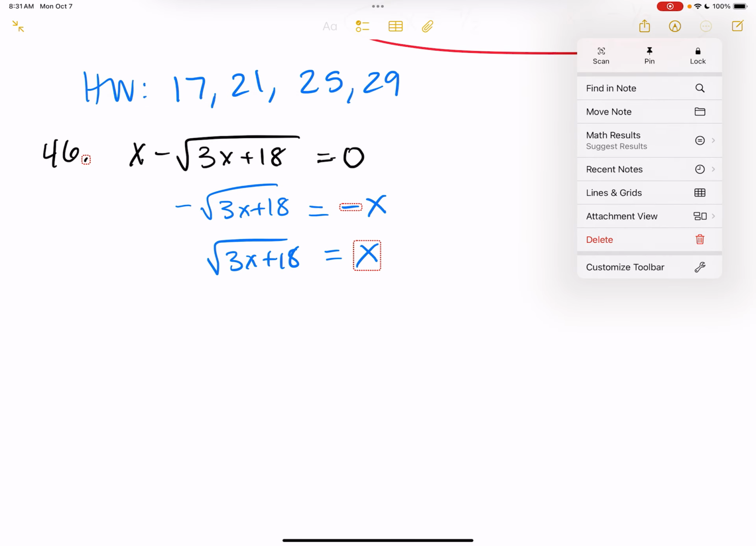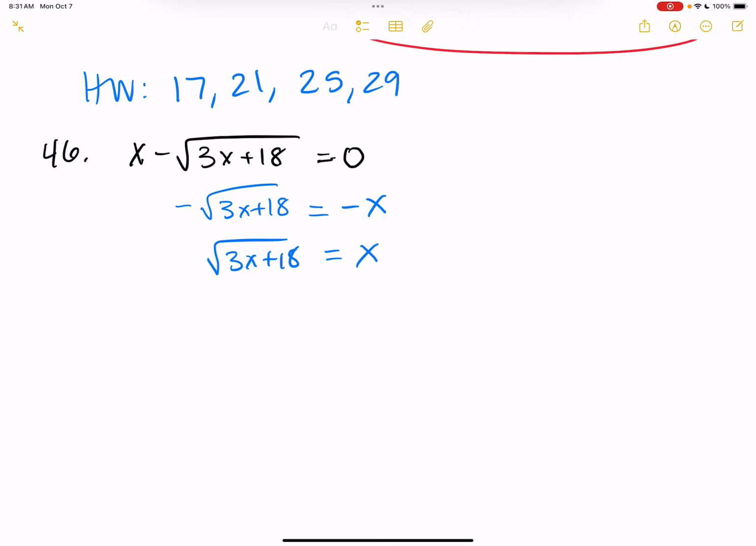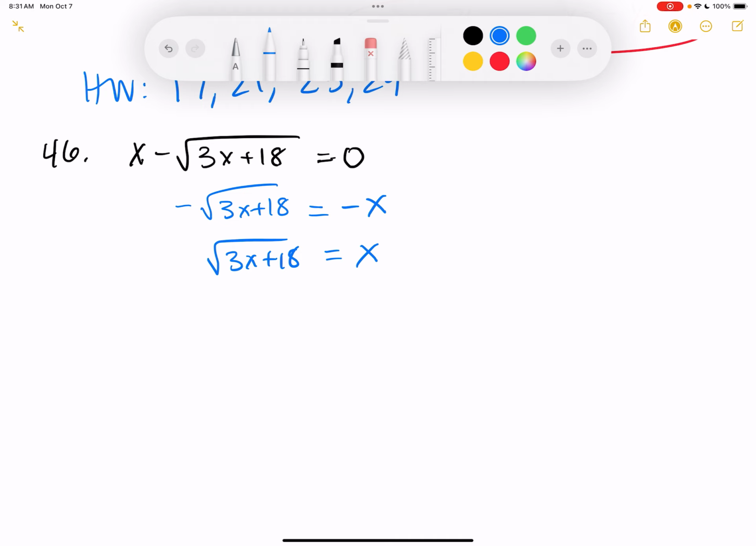I need to figure out how to turn this off. This is going to drive me crazy. Off. Okay. There we go.